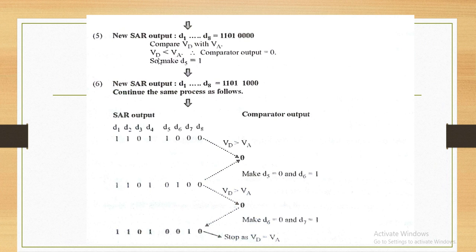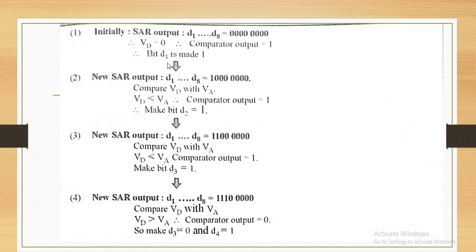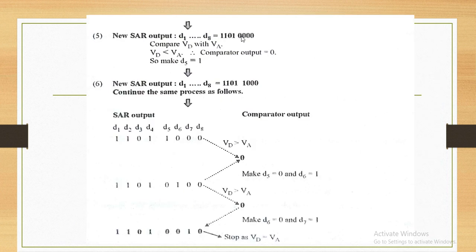So VA is greater than VD in this case. So what we have to do is make the next bit a 1. Okay, so this next bit is made as a 1. Again I am repeating, this is a 1, it is a printing mistake, you have to make the comparator output a 1. Okay, now the new SAR output will be 11011000. Now this process will continue like this.